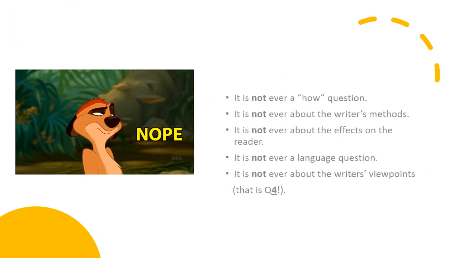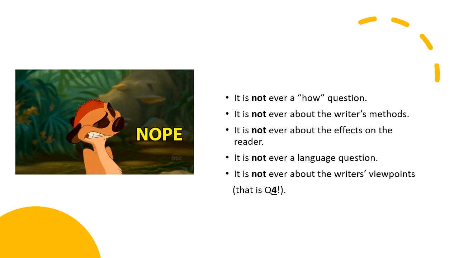Okay, key thing. It's just as important to know what it isn't as it is to know what this question is. So it's not a how question. It's not about the writer's use of language or structure. It's not about the effect on the reader. It's not about the writer's viewpoints or perspectives. So we're not looking for you to say the simile whatever or the adjective this. We're not looking for you to say the writer is trying to make the reader feel. We're not looking for any of those kind of things. We are just looking for you to make inferences and to make comparisons based on the things that you're being asked to write about.